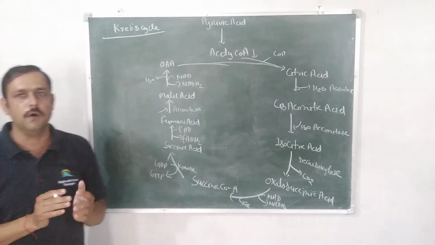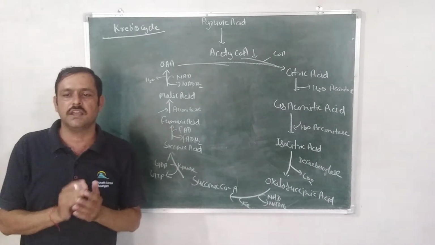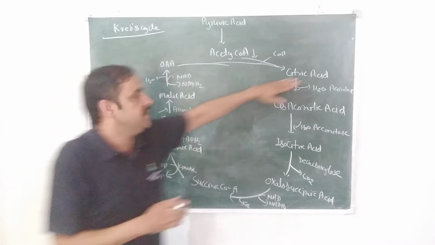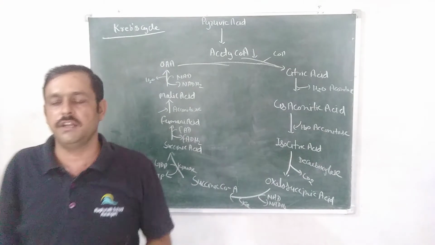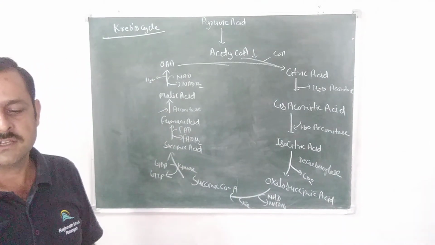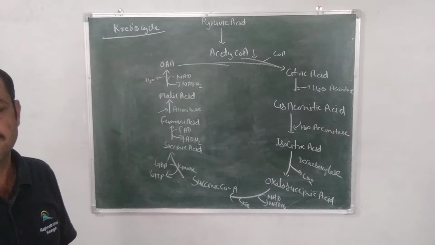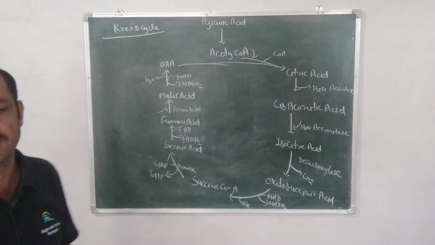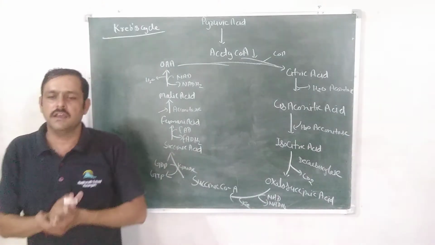First product of Krebs cycle is citric acid. So it is called the citric acid cycle, because citric acid has three acidic groups. Hence this cycle is also known as the tricarboxylic acid cycle.